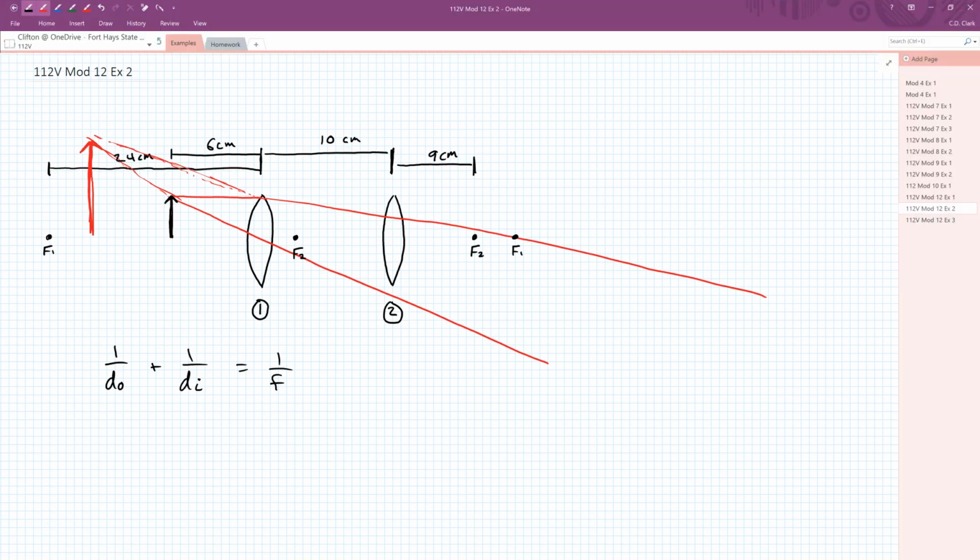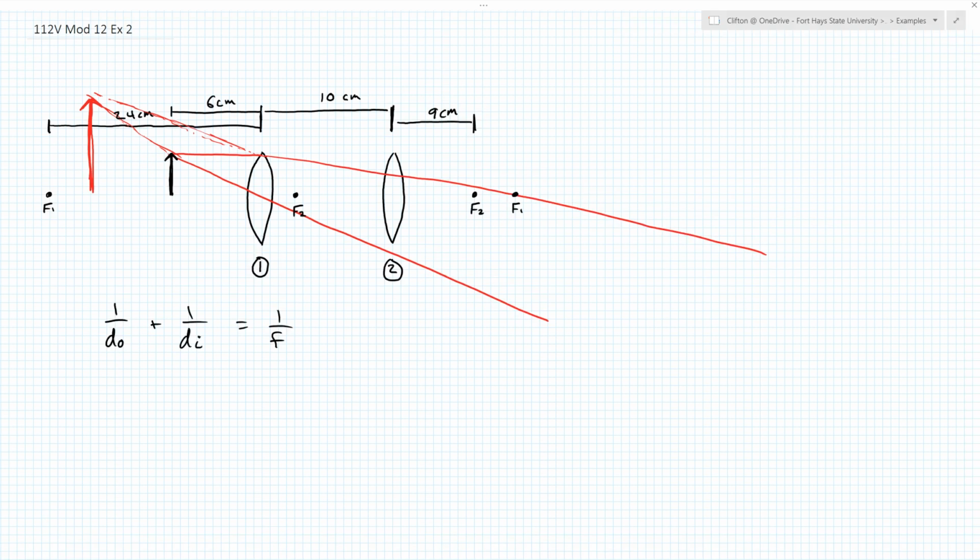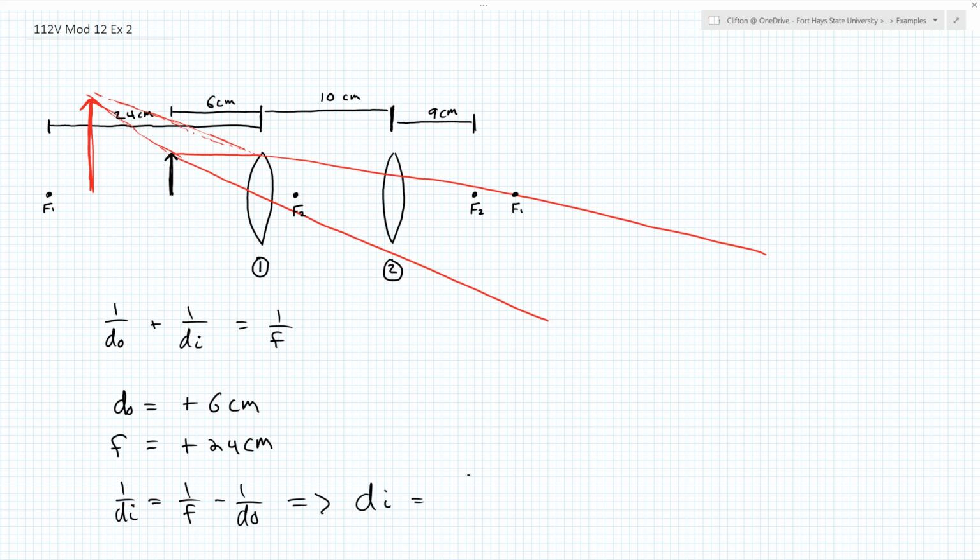All right, so let's do the actual calculations. So I've got the object distance, which is known. So the object distance here is, since the object is in front of the lens, that's going to be a plus 6 centimeters. I know that the focal length of this lens, this is a convex lens, which means it has a positive focal length, so it's going to be plus 24 centimeters. Now the image distance can be calculated then, because I have 1 over the image distance is going to be 1 over the focal length minus 1 over the object distance, which means that the image distance is going to be the inverse of 1 over f minus 1 over d_o.